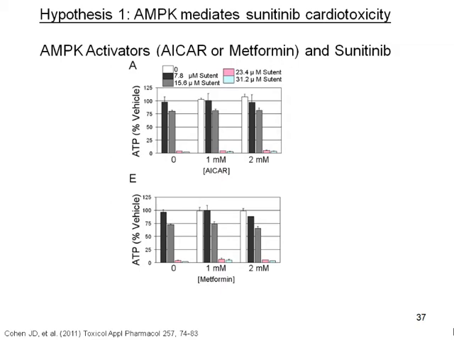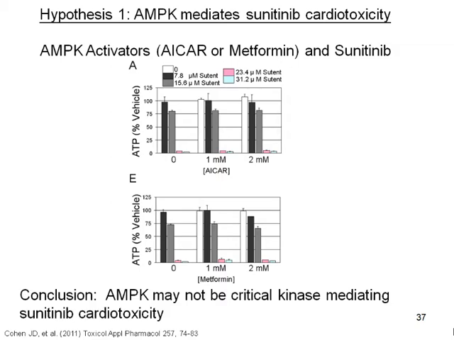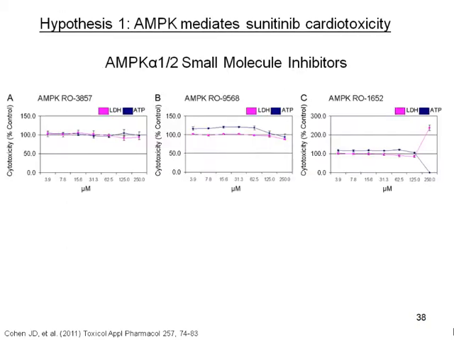And in an ATP depletion assay, I did not see any attenuation of Sutent cytotoxicity. So therefore, I concluded that AMPK may not be a critical kinase mediating Sutent cardiotoxicity, but that's not sufficient. So I went into the vast kinase library that Roche has, and I pulled out AMPK alpha 1 and 2 small molecule inhibitors that inhibit around 100%.